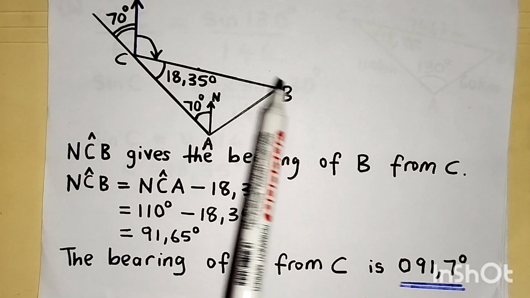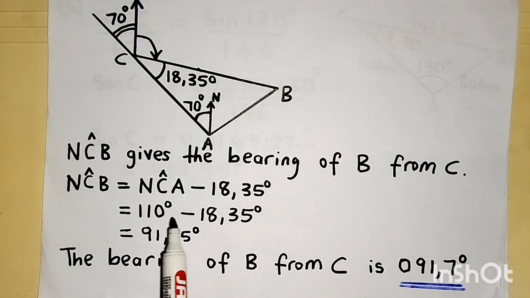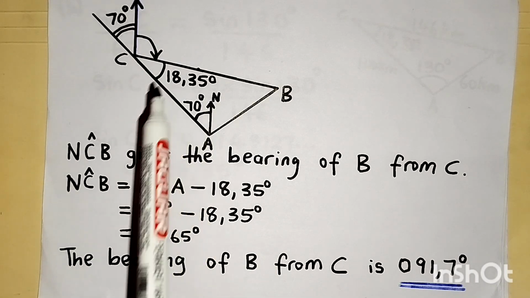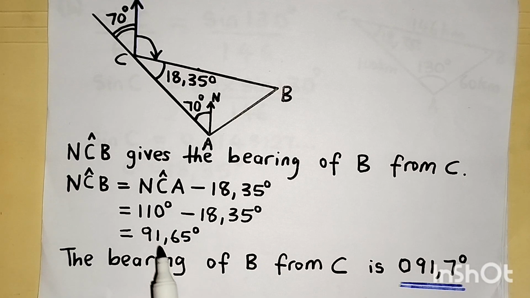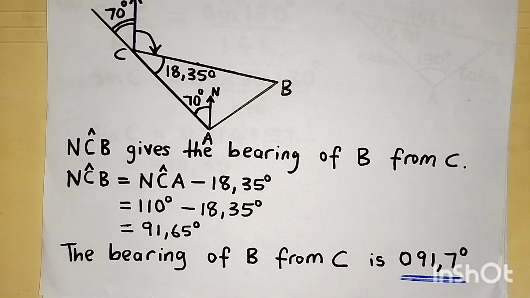So for me to get the bearing of B from C, which is this angle here, I simply say 110 degrees minus 18.35. So 110 degrees is NCA. 110 degrees minus 18.35, I get 91.65 degrees. So as a 3-figure bearing, the bearing of B from C is 091.7 degrees. Remember, in true bearings or 3-figure bearings, any angle which is below 100 degrees, we put a 0 before the digits. So as I've done here, it's 091.7 degrees. That's the bearing of B from C.